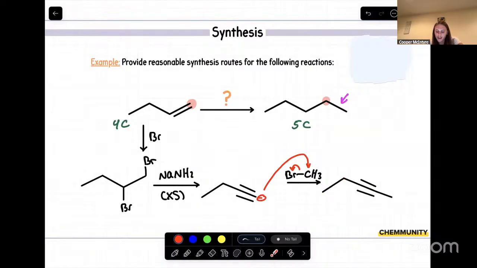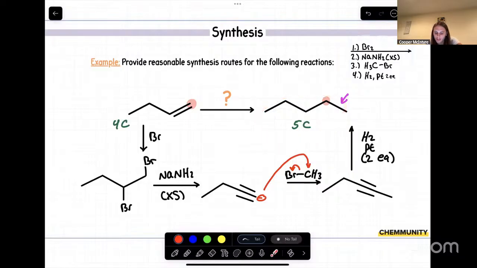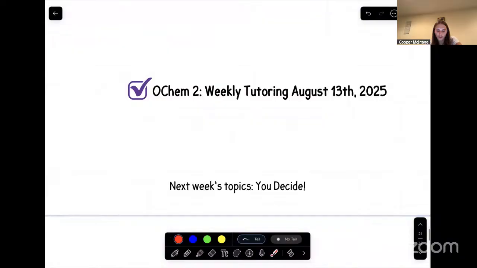Perfect. And then in terms of going from an alkyne all the way down to an alkane, we will undergo a reduction reaction. In this case, we could have H2 with platinum, and we'll have that in 2 equivalents so we can get both pi bonds. And then from there, we have our final product. So here are the reagents for that synthesis, kind of in order in terms of how you would write them down on a quiz. And yeah, that is our final synthesis question.